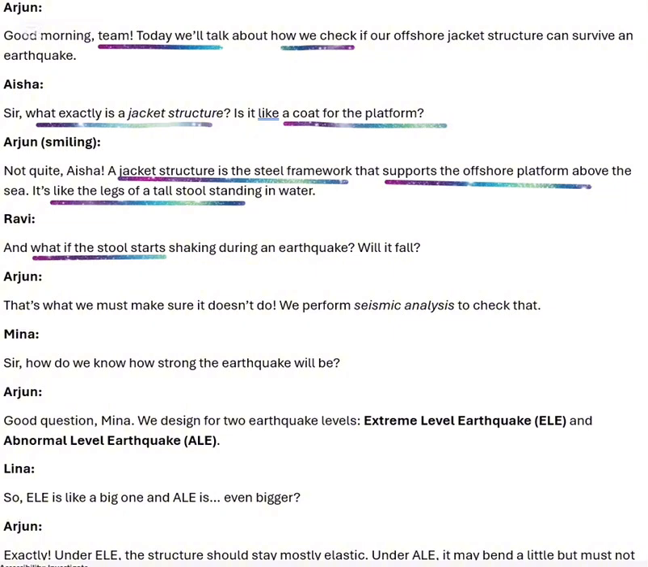Okay, what if the stool starts shaking during an earthquake? Will it fall? That's what we must make sure it doesn't do. We perform seismic analysis to check that.